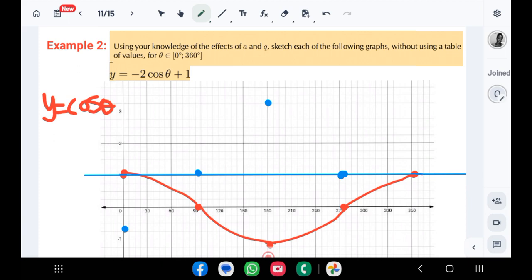Okay, let's see. Negative 1 is here. Sorry about that. Okay, this negative 1 is here. Alright. Okay, so that becomes a minimum turning point at negative 1.